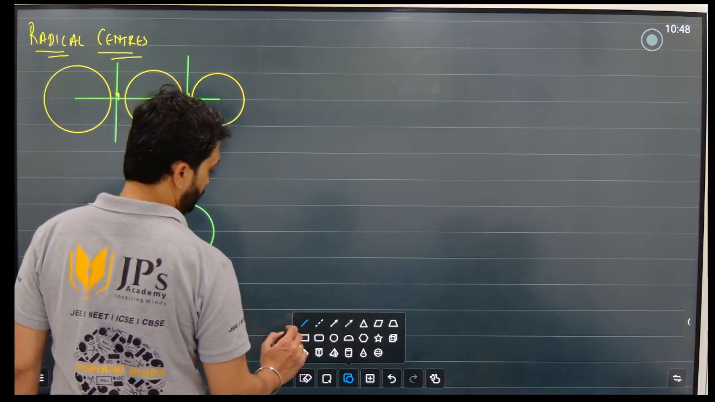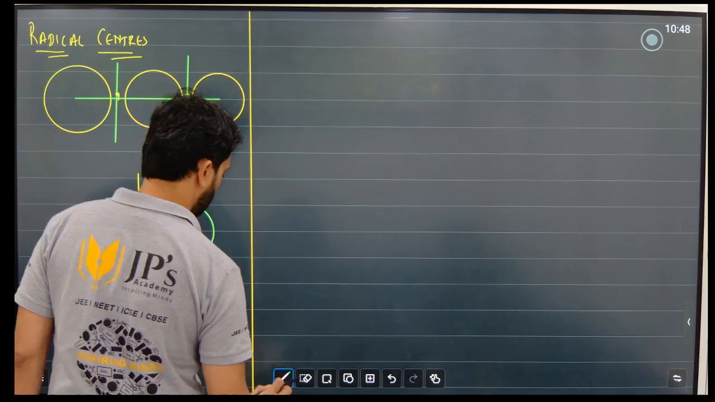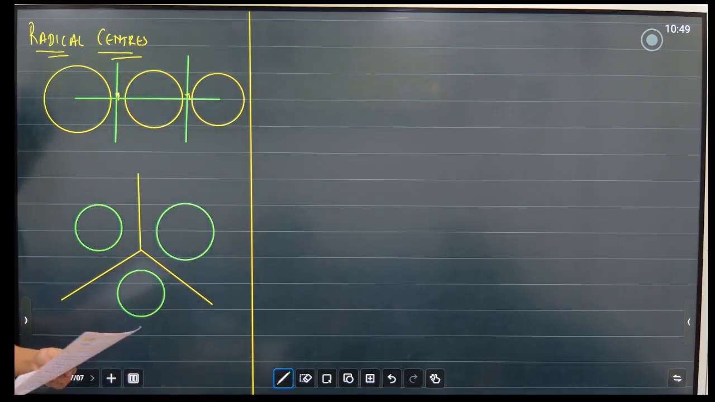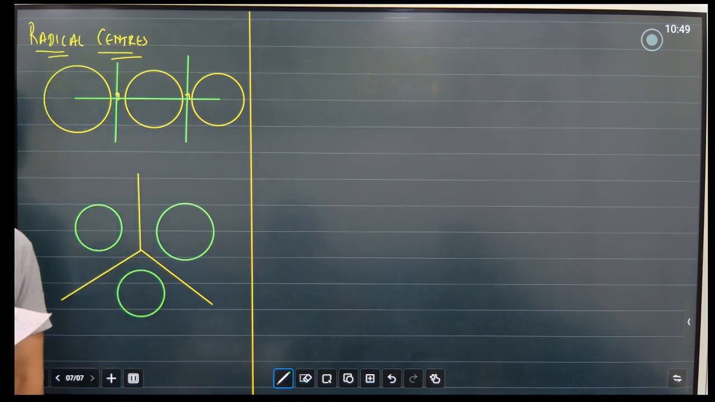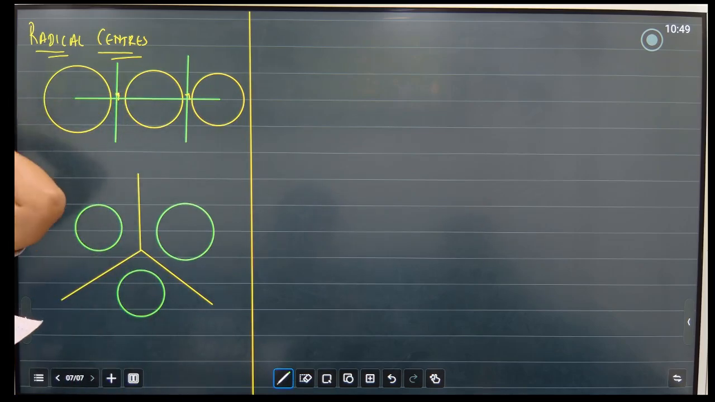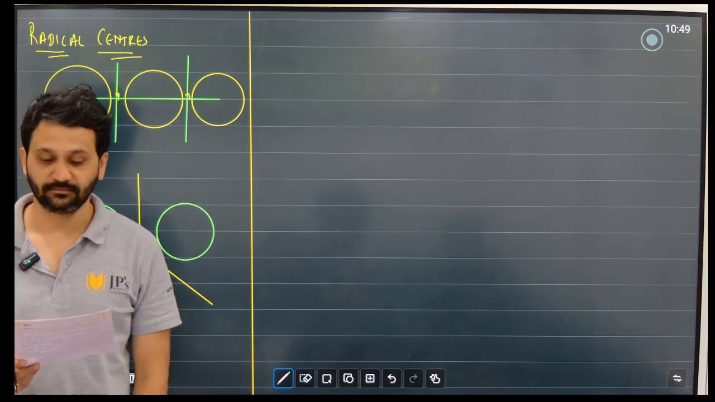The point of concurrency is the radical center.